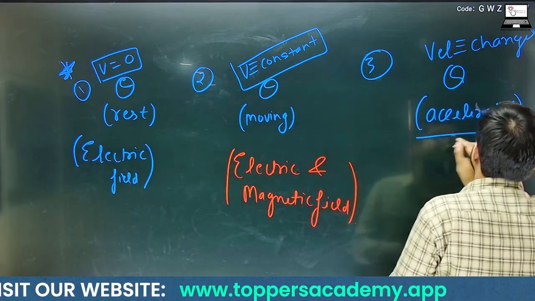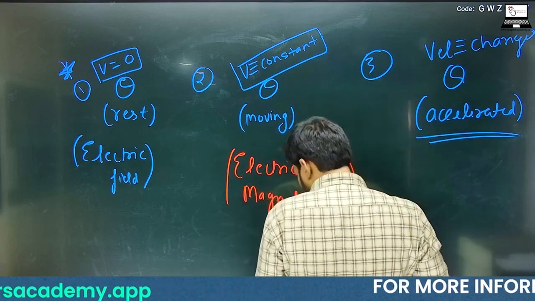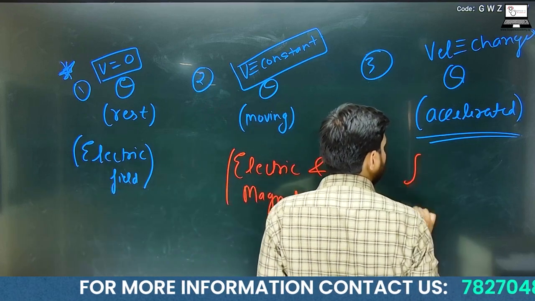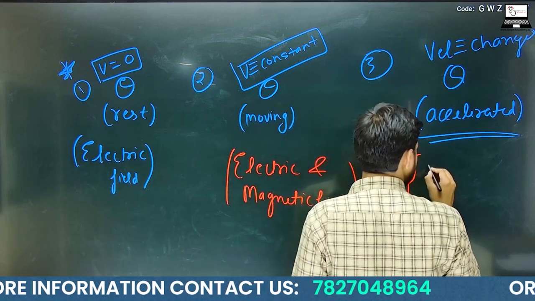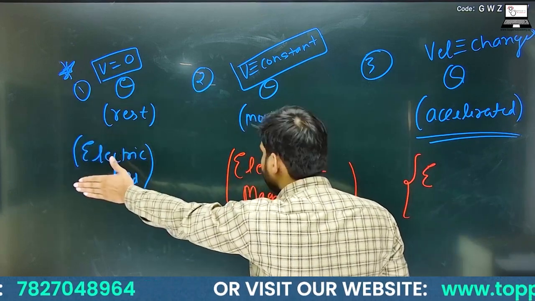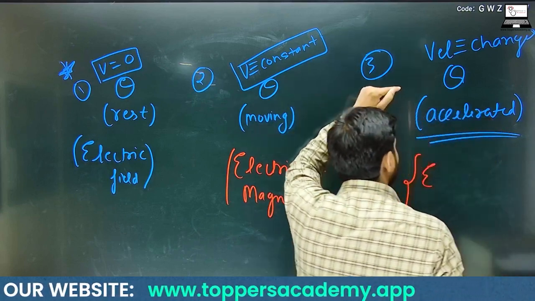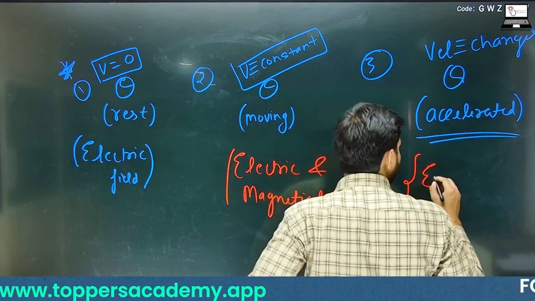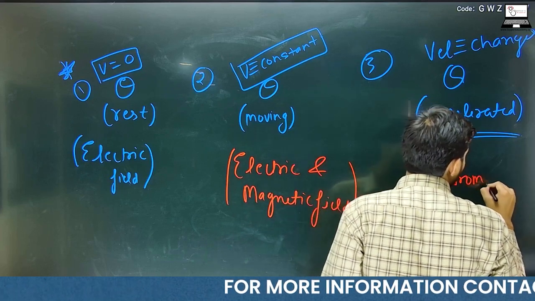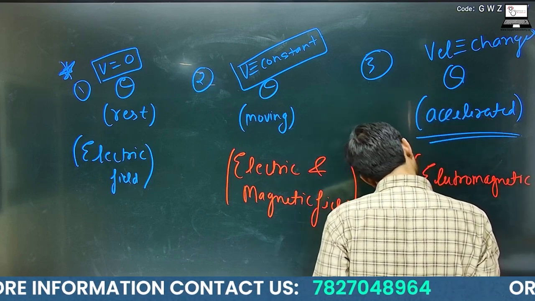Velocity changes means the charge will always produce electric field, and it will always produce magnetic field if it is in motion, but in this case it will also produce electromagnetic waves.